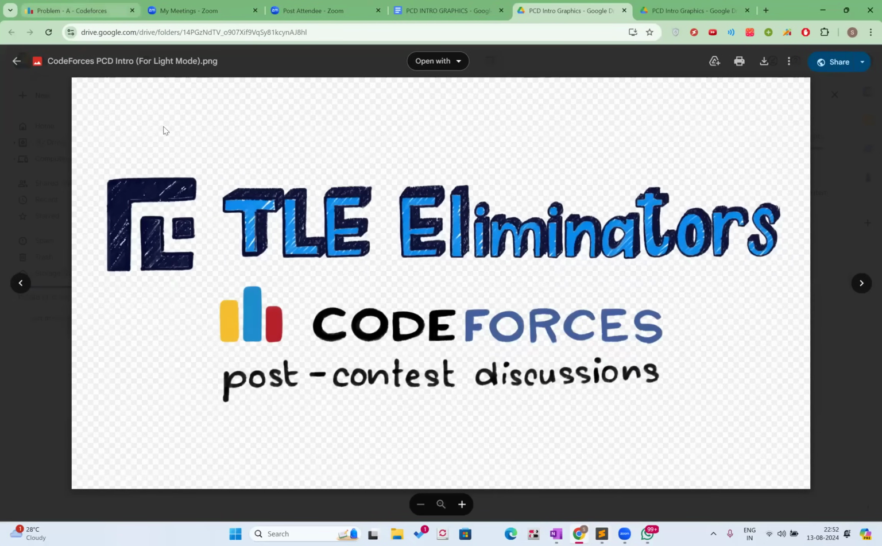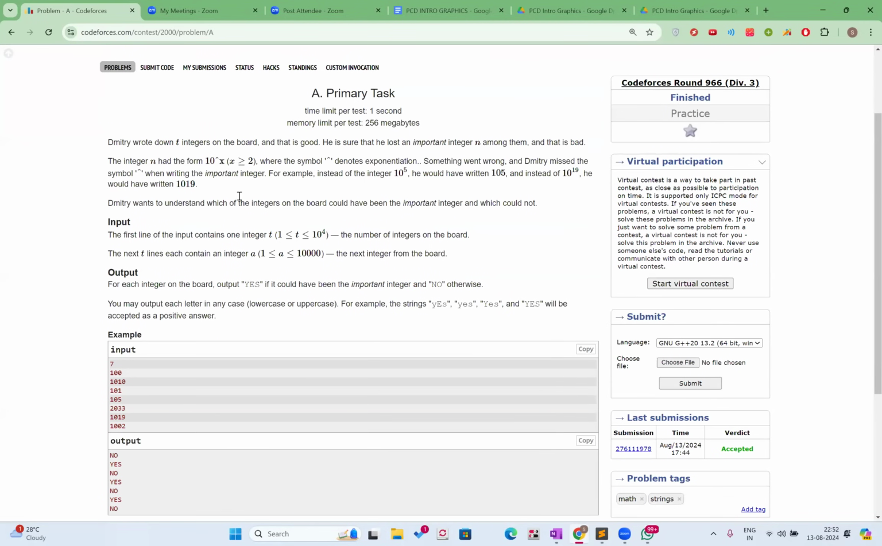So let's start with problem A. Problem A says that we have t integers on the board, and there is an important integer n among them. Time limit per test: 1 second.